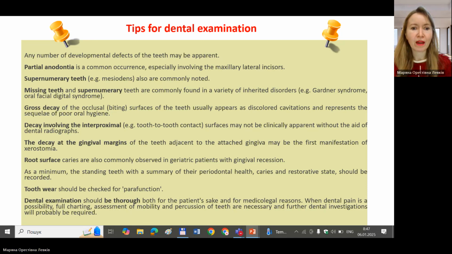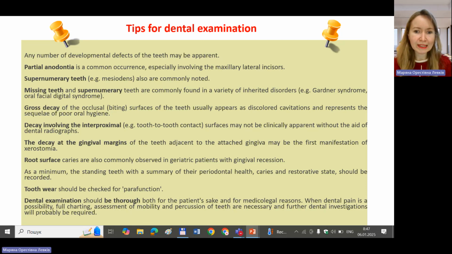Gross decay of the occlusal biting surfaces of the teeth usually appears as discolored cavitations and represents the sequela of poor oral hygiene. Decay involving the interproximal, for example tooth-to-tooth contact surfaces, may not be clinically apparent without the aid of dental radiographs. The decay at the gingival margins of the teeth adjacent to the attached gingiva may be the first manifestation of xerostomia. Root surface caries are also commonly observed in geriatric patients with gingival recession.